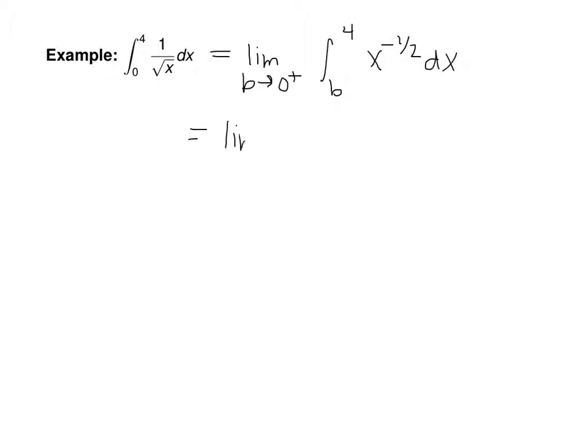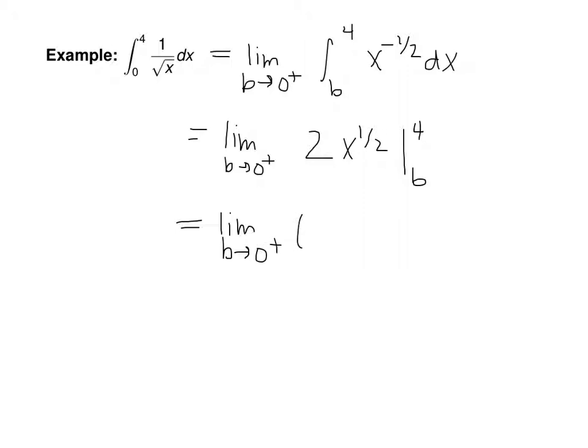So that's the limit as b goes to 0 plus. That will be x to the positive 1/2 times 2, evaluated from b to 4. So the limit as b goes to 0 plus of 2 root 4 minus 2 root b. And so 2 root b goes to 0, so this one converges to 4.